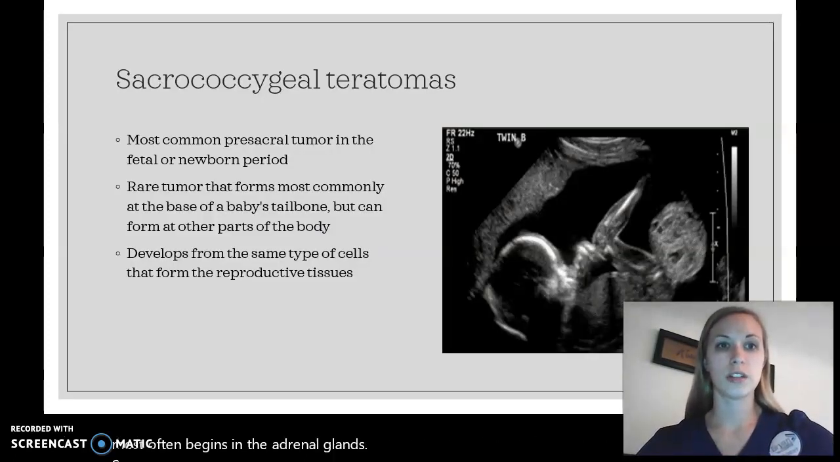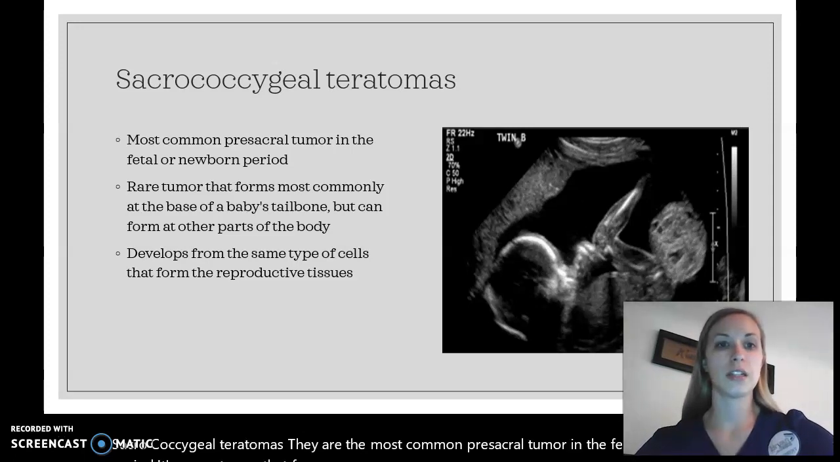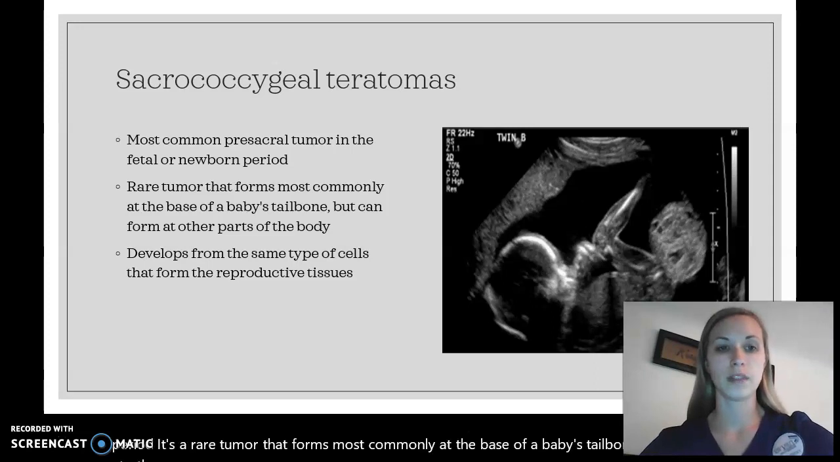Sacrococcygeal teratomas. They are the most common presacral tumor in the fetal or newborn period. It's a rare tumor that forms most commonly at the base of a baby's tailbone, but can form at other parts of the body, and it develops from the same type of cells that form the reproductive tissues.